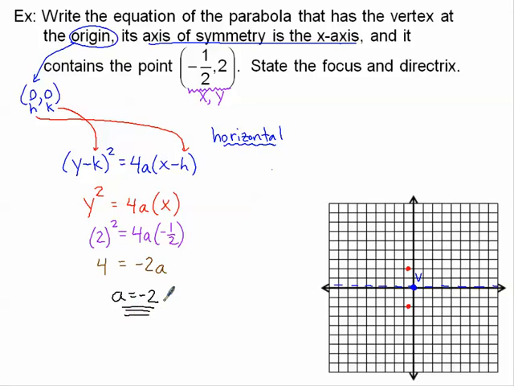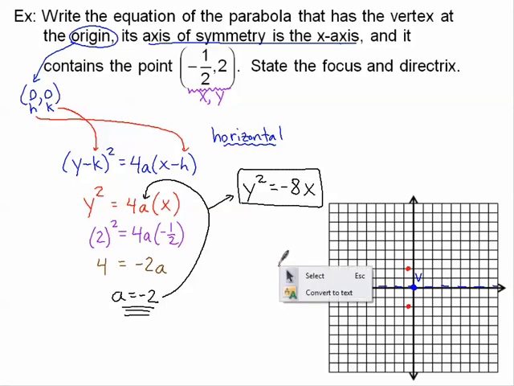Since we now know what a is, I can plug that in right here, and I have my answer. y squared is equal to negative 2 times 4, which is negative 8x. This is the standard form that would have the vertex at 0, 0, the axis of symmetry the x-axis, and negative 1/2, 2 being one of the points on our parabola. We're not finished because we still wanted to know what's the focus and what's the directrix.